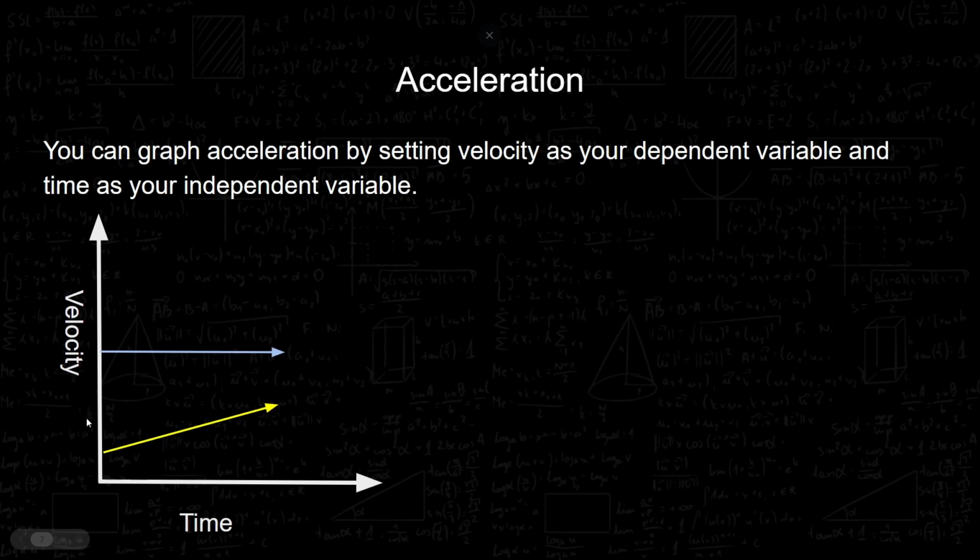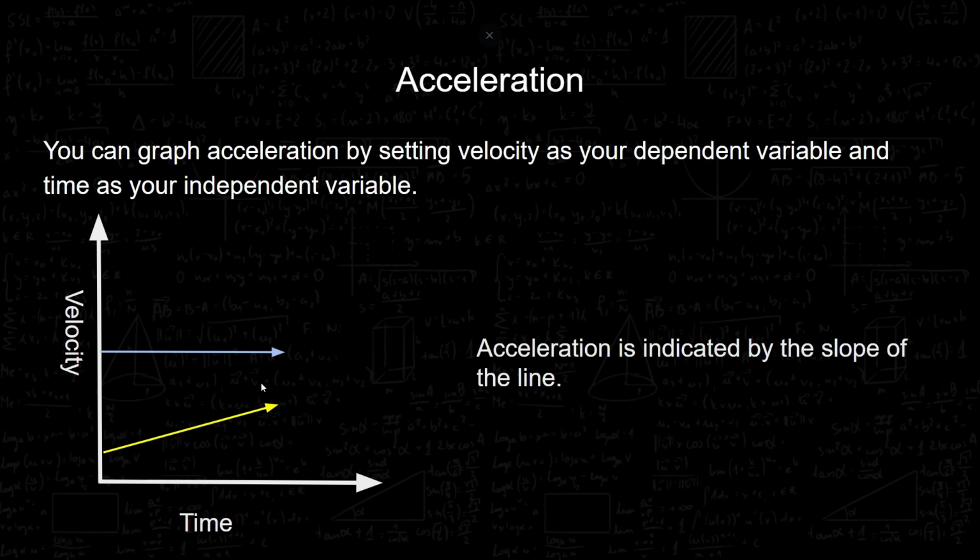Now, you can graph the acceleration by setting your velocity as your dependent variable. So instead of distance, you have velocity along the y-axis, and time will be your independent variable. So you've got two lines here, and the same as velocity, acceleration is indicated by the slope of the line on an acceleration graph. So this line right here would be an object moving at a steady velocity, since it's not really accelerating, but this line here shows an object increasing velocity. So this object is accelerating in a positive direction.